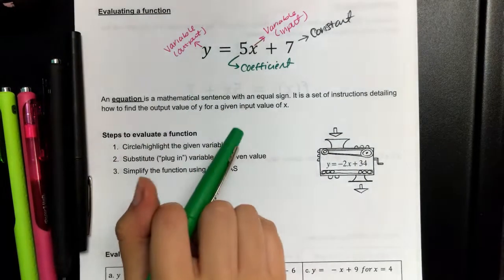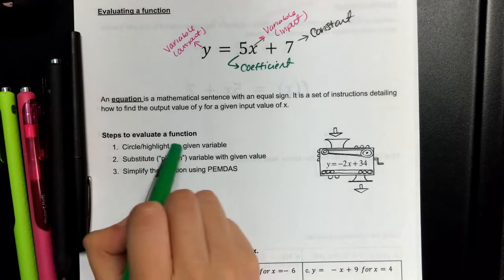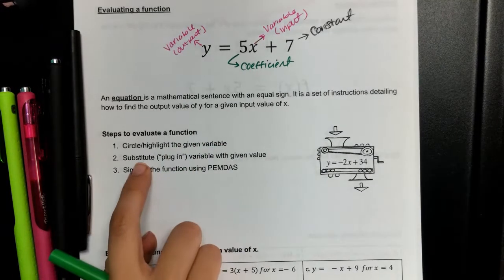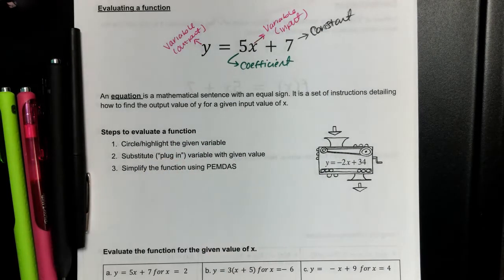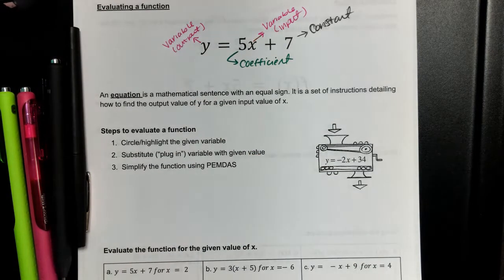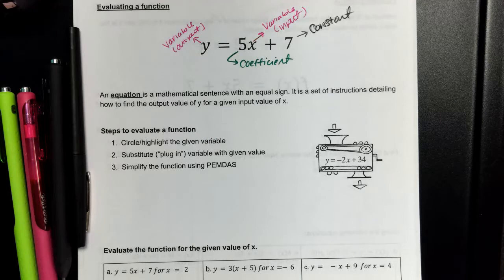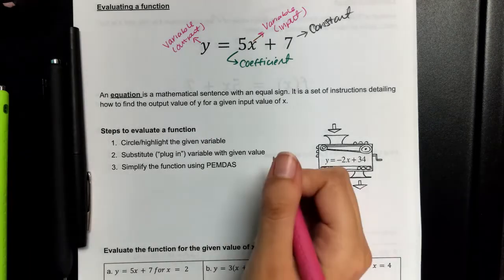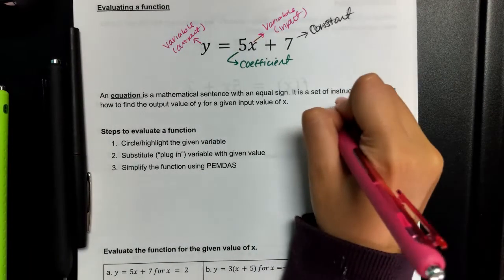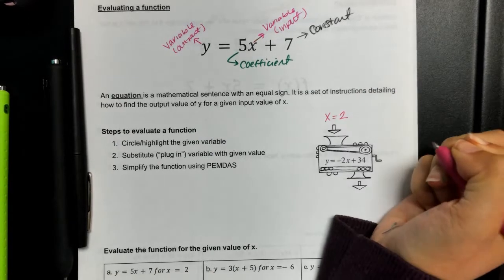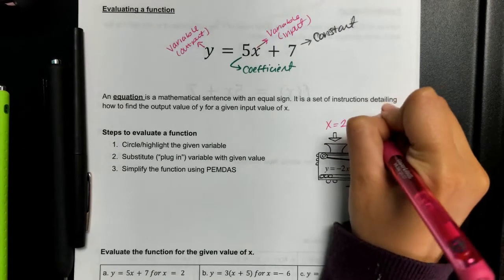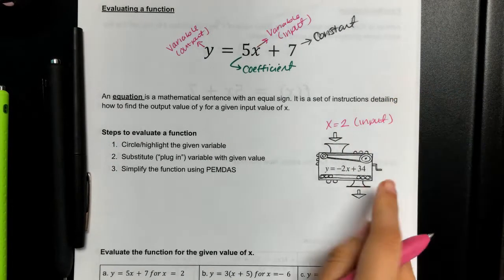So here's our general steps. First, we're going to circle and highlight a given variable, substitute or plug in a variable with a given value, and then simplify using PEMDAS. So, parentheses, exponents, multiply, divide, add, and subtract. Let's start off with an example of x equals 2. This will be our input. This is what we're putting inside our machine.